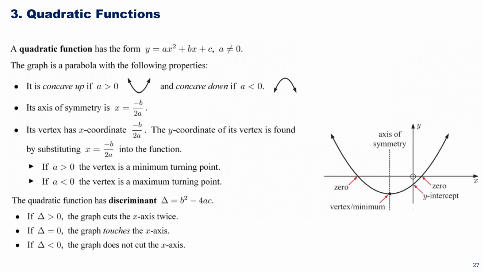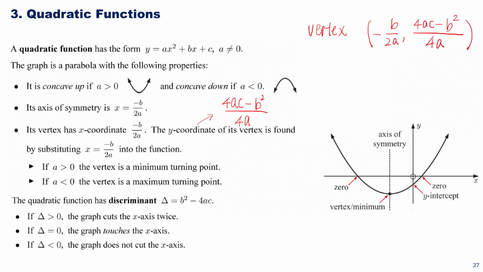And actually, the y coordinate is this one. It's actually a ratio, right? So if you insert x equals negative b over 2a into that function, you will have the y coordinate of the vertex. And therefore, we know the vertex of this quadratic function has coordinates negative b over 2a, (4ac minus b squared) over 4a. That's the coordinate of the vertex, right?